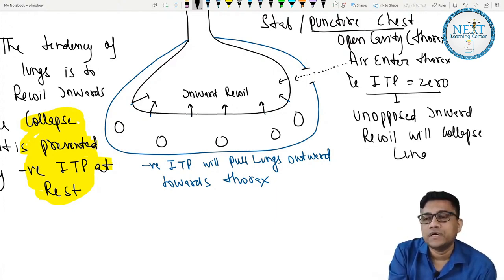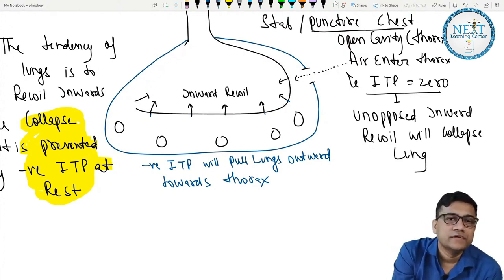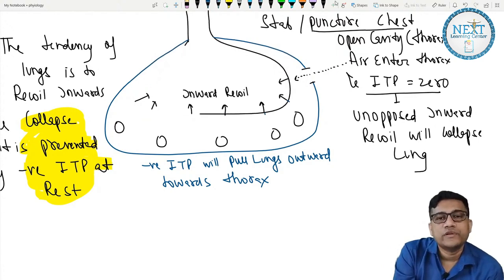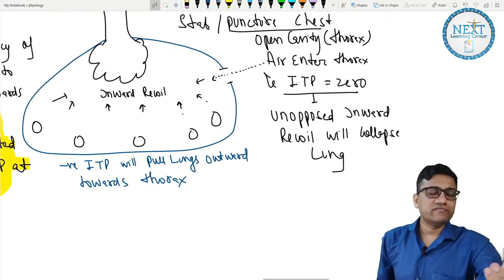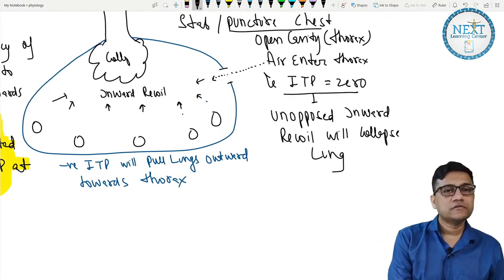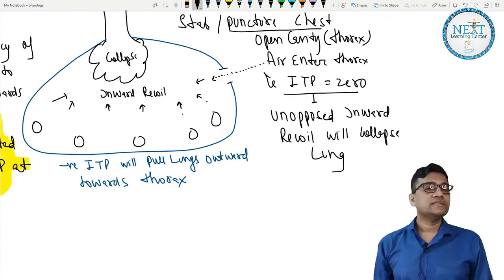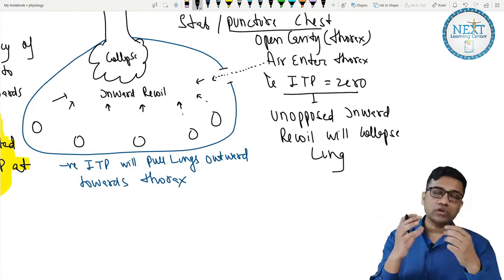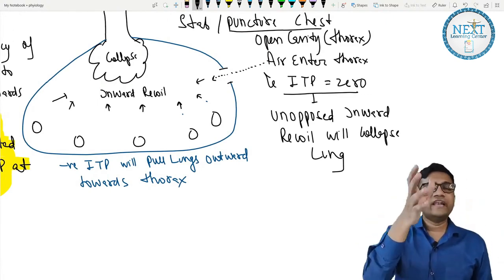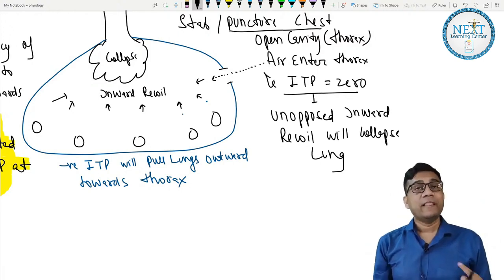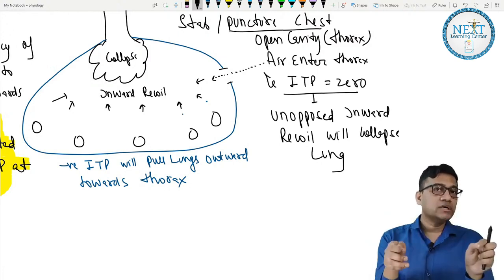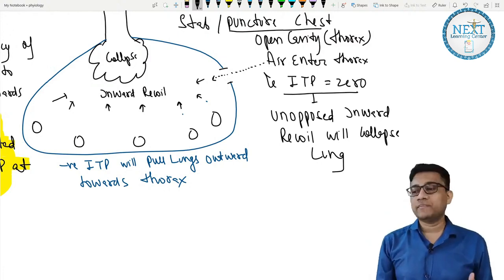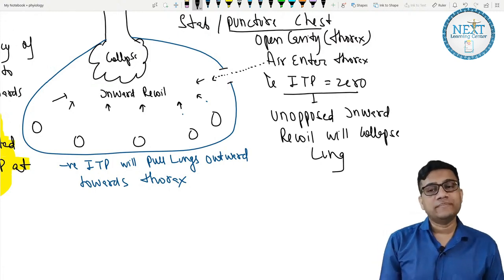See this diagram? If you pay attention, you can see that the lung is collapsed. What is the reason for this collapse? There is only inward recoil, which makes the balloon collapse. Take a balloon, fill air and leave it. Immediately the balloon will collapse, because there is no force holding it in. But if you tie a knot, the balloon will not collapse. The same thing is done by negative ITP. So the lung will collapse.